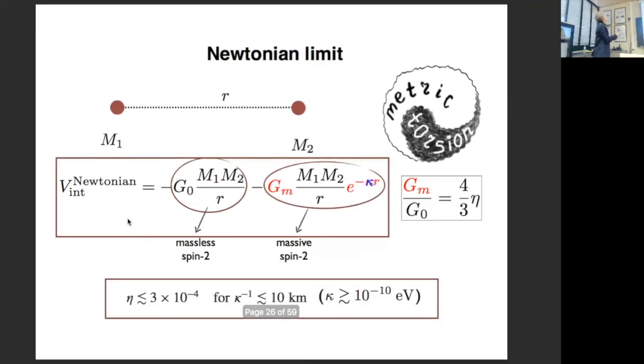Yes. Since there are some observational restrictions for Yukawa-type interaction, we immediately obtain a quite strong restriction on the parameter eta. So eta is small, and we do not consider very small masses of the massive spin 2. We do not consider, for example, cosmological-type masses of the massive spin 2, and I will explain later why it happens.